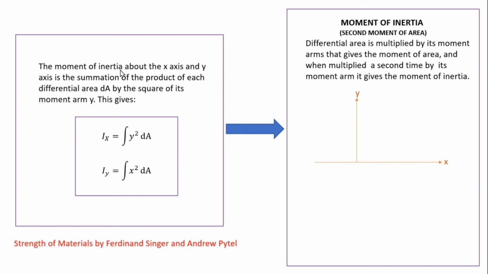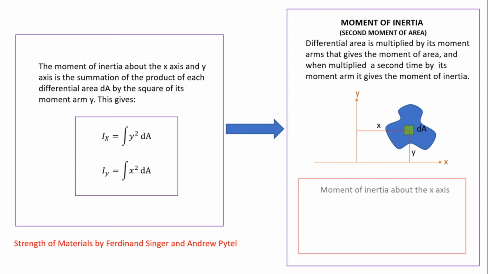So, meron po tayo x and y axis, meron tayong differential area, meron tayong moment arm. So, distance x from y axis and distance y naman from x axis. So, pag mag-moment of inertia tayo about sa x-axis, so Ix is equals to integration of y squared dA, moment arm y squared dA sa kanyang x-axis. And then naman, moment of inertia about the y-axis naman is Iy is equals to integration of x squared dA.